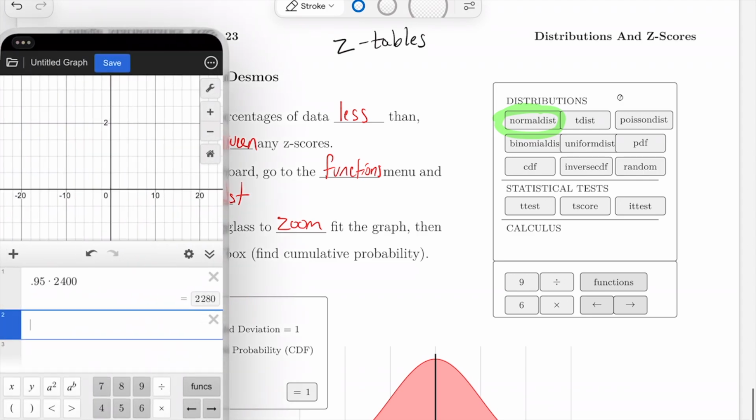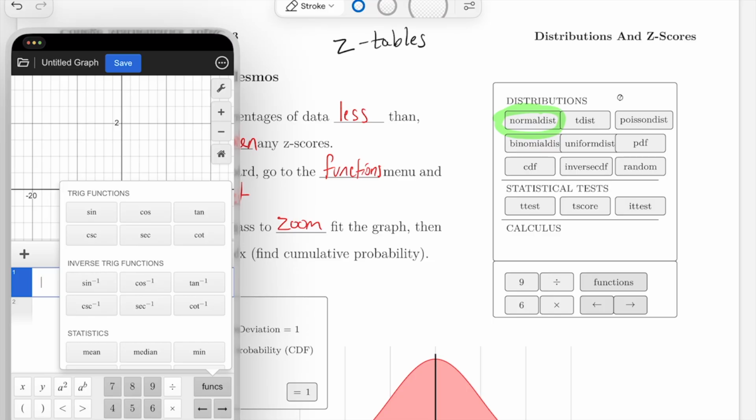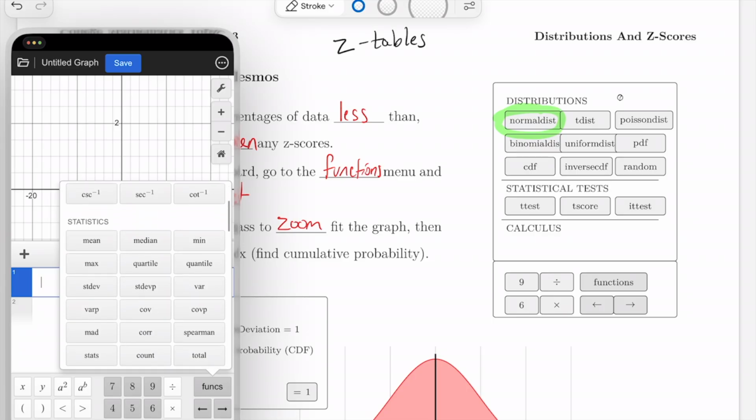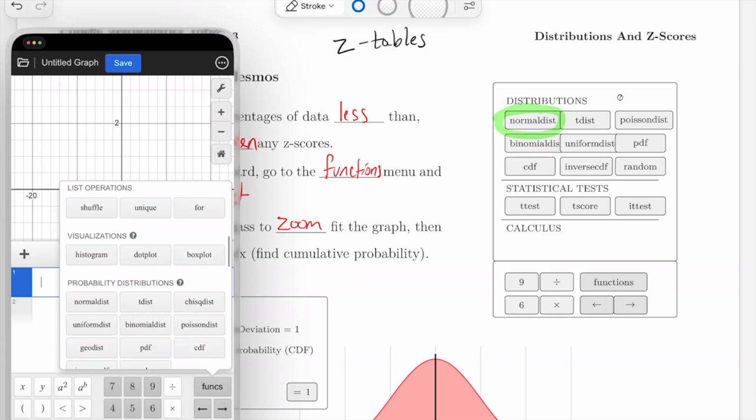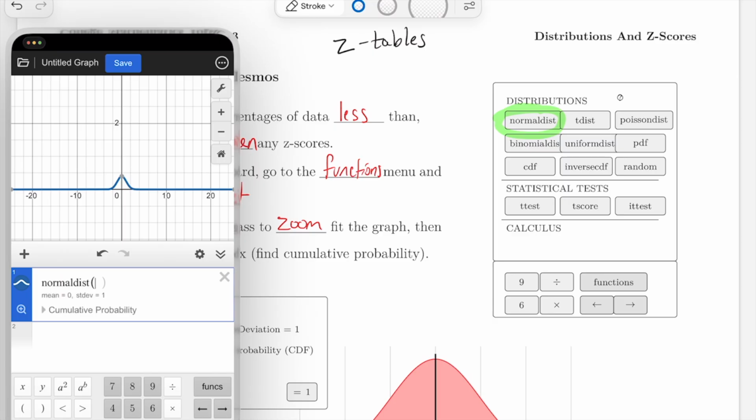So let's see what that looks like on Desmos. First, I'll hit the Functions button. I'll scroll down past the statistics. We have to keep going until we get down to probability distributions. And right there, you can see normal distribution in the upper left. So when I hit normal distribution, this comes up.